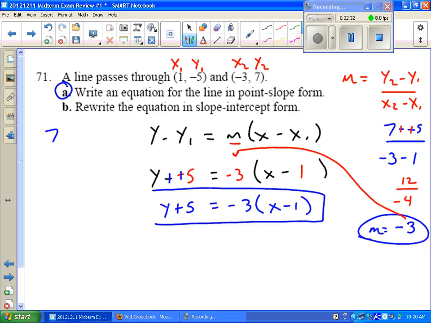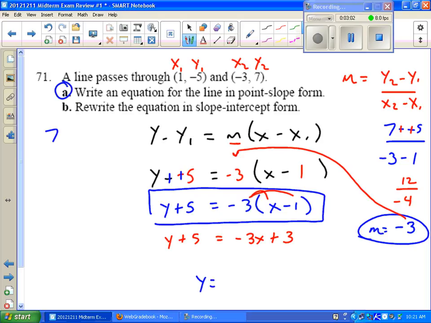Here we go. Second part says rewrite it in slope intercept form. So what you need to do at this point is simplify it. -3 is right outside of the parentheses, so go ahead and distribute. -3 times x will be -3x. And -3 times -1, negative times a negative, is a +3. I'll just bring the rest of this down, y plus 5. The only other thing we have to do, we want slope intercept form, so that's y equals mx plus b. So let's get y by itself.